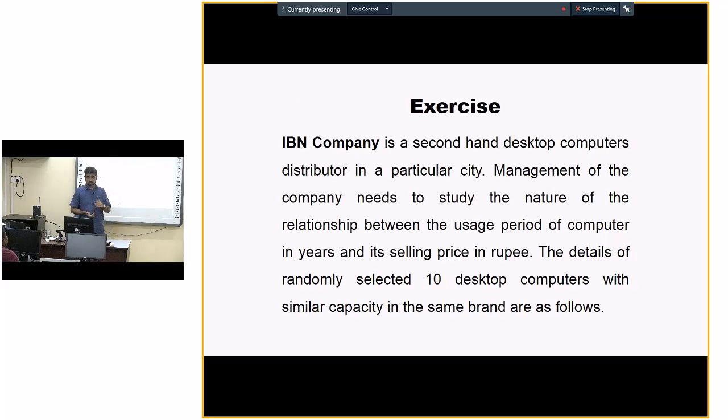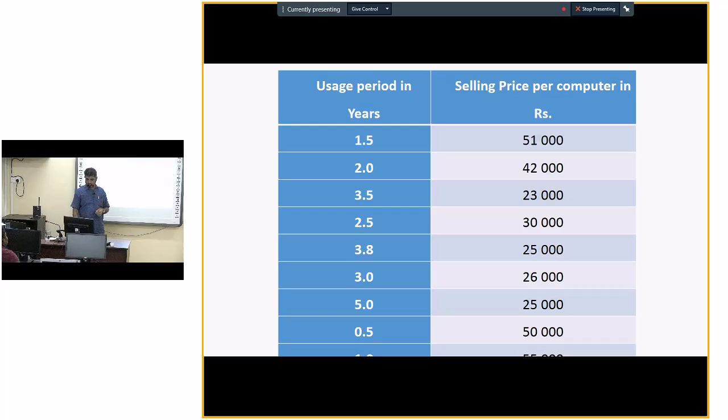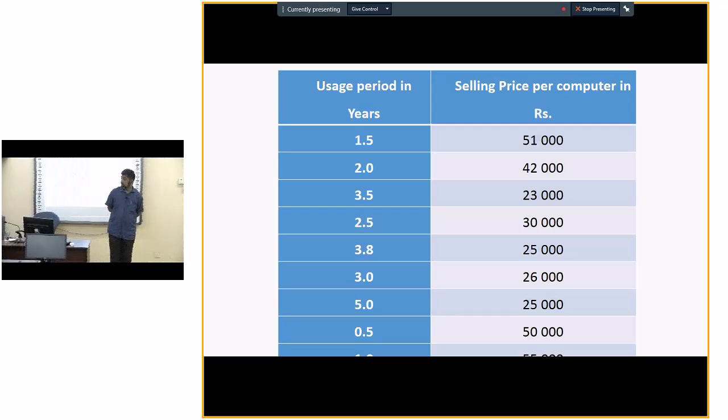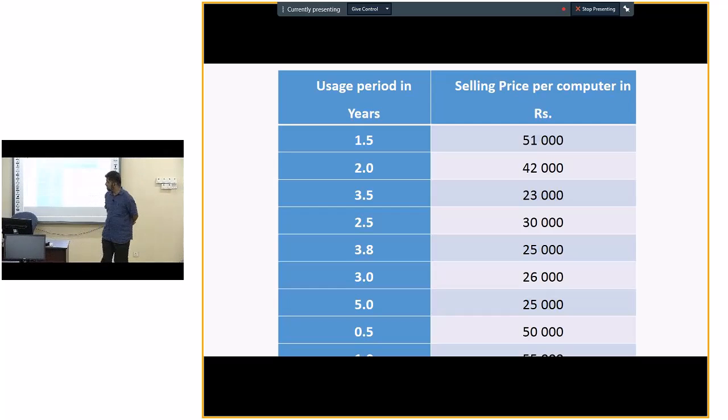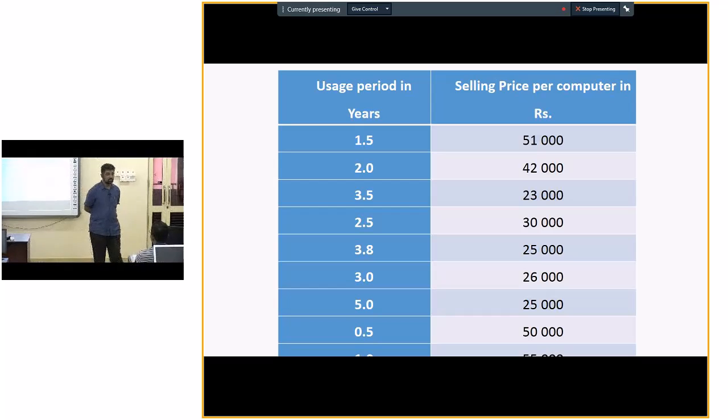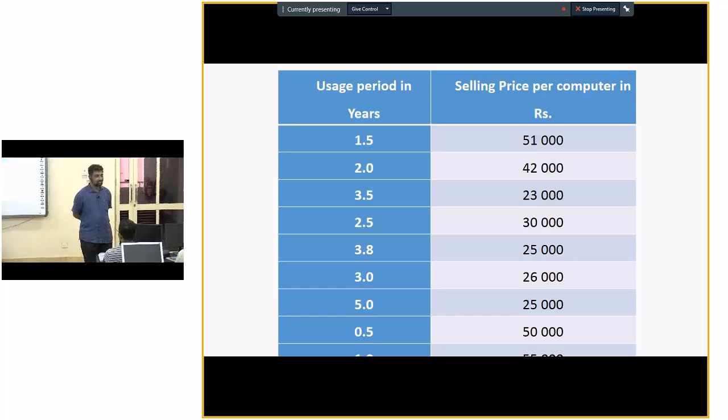Next example here. Usage period in years and selling price per computer, desktop or laptop. Right? Then again, what is the relationship? Yes, what is the relationship?